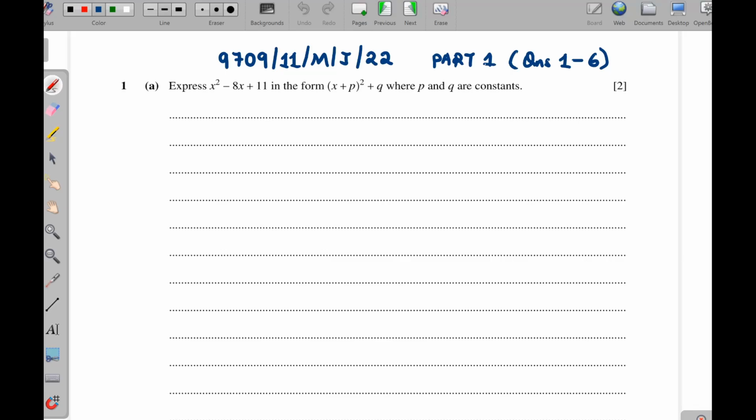This is Teacher Simon taking you through ASPO Mathematics 1, paper 9701/11 for May, June 2022, and this is part 1 for questions 1 to 6.